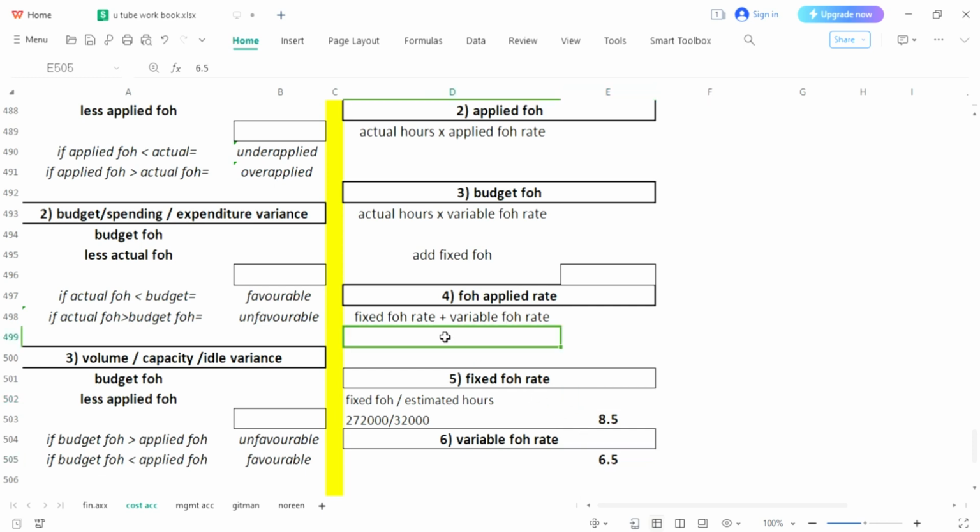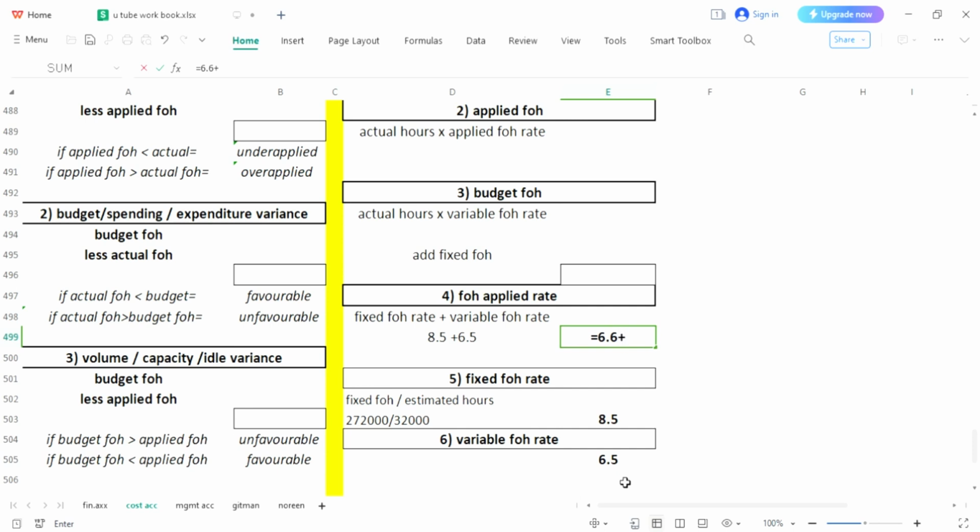So you can calculate your total applied FH rate, where fixed FH rate was 8.5, put over here, and then you need to add variable FH rate, which is 6.5. Statement completed. You can now add it up. 6.5 is added to 8.5.